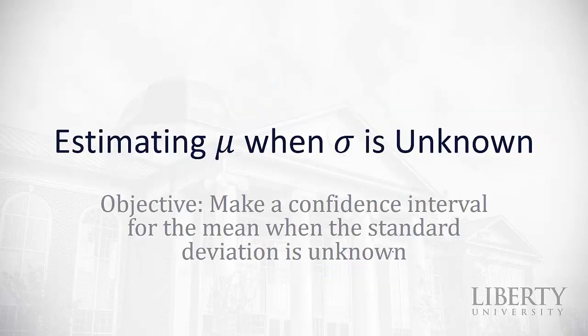So you'll notice this process is very similar to when sigma was known. The main difference is we use s to estimate sigma from the sample, and we use the t-distribution instead of the z-distribution when we don't know the population standard deviation.